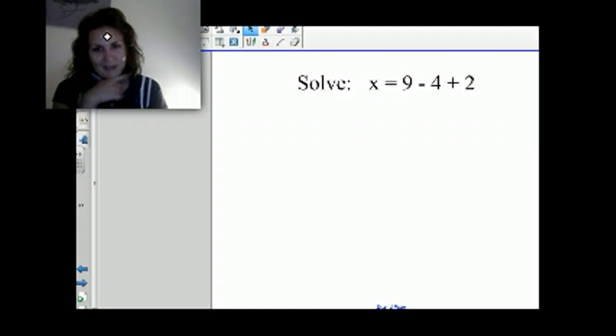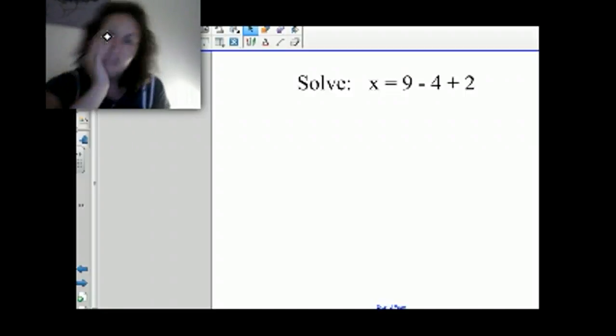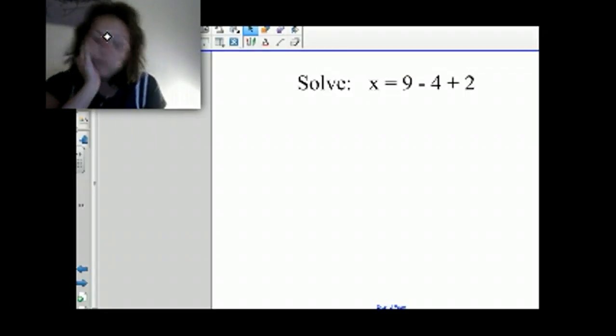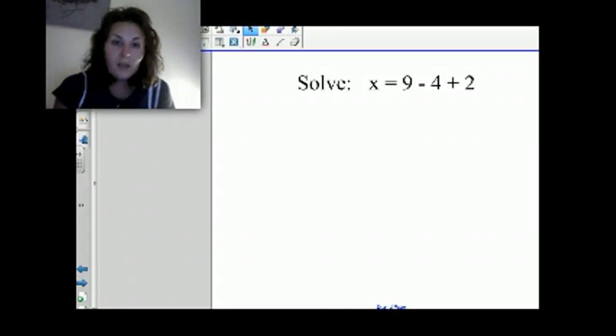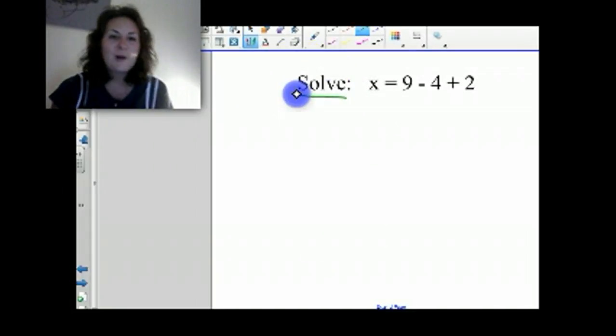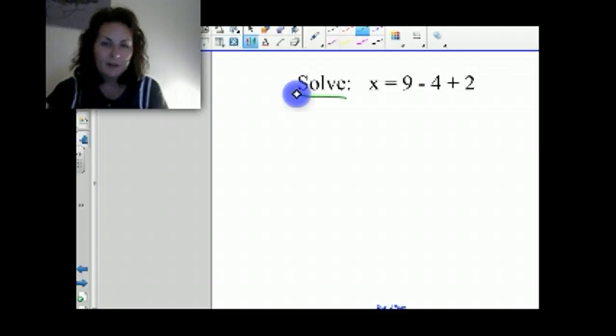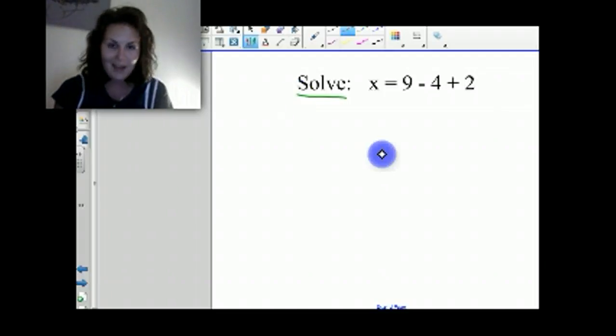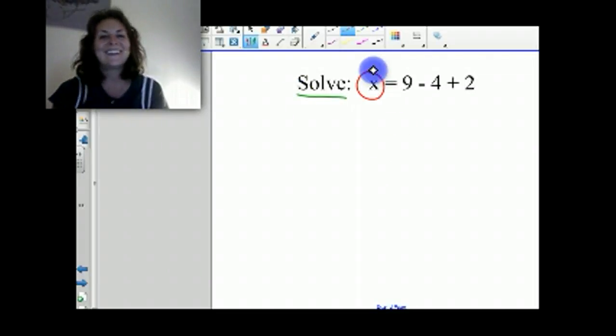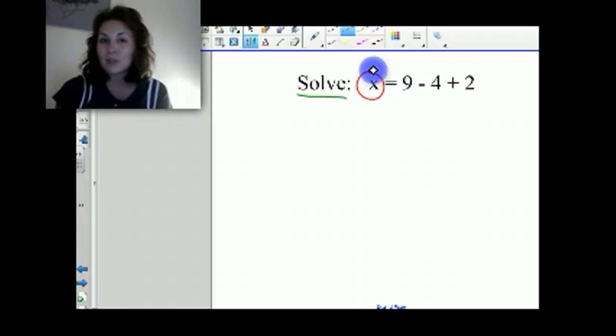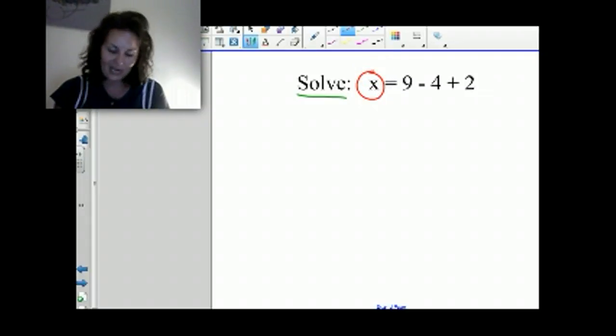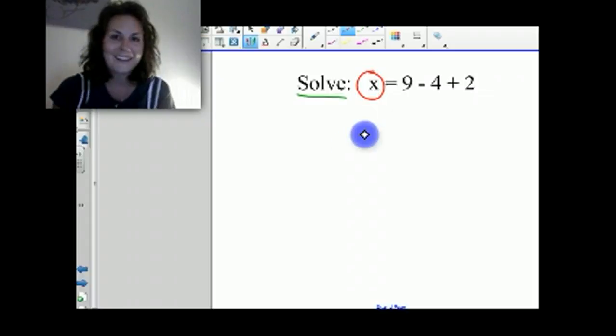X equals 9 minus 4 plus 2. Tell me something. What does solve mean? It tells me to solve. Solve means get the variable alone. It already is. I tricked you? Hopefully I didn't trick you. I hope you figured that out and you're looking at the screen like I'm the idiot.